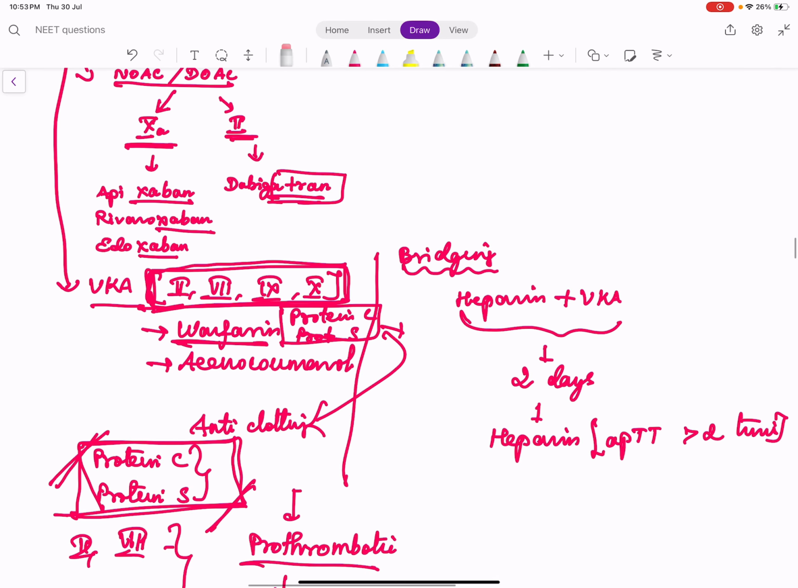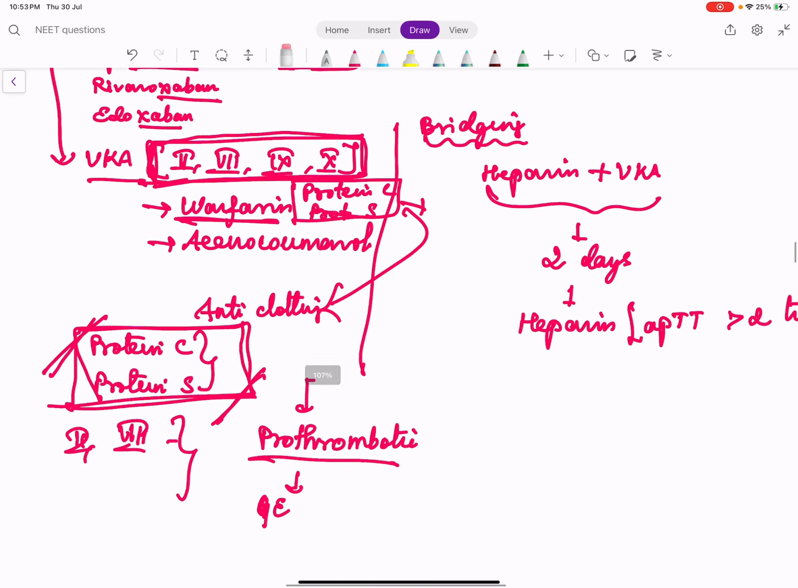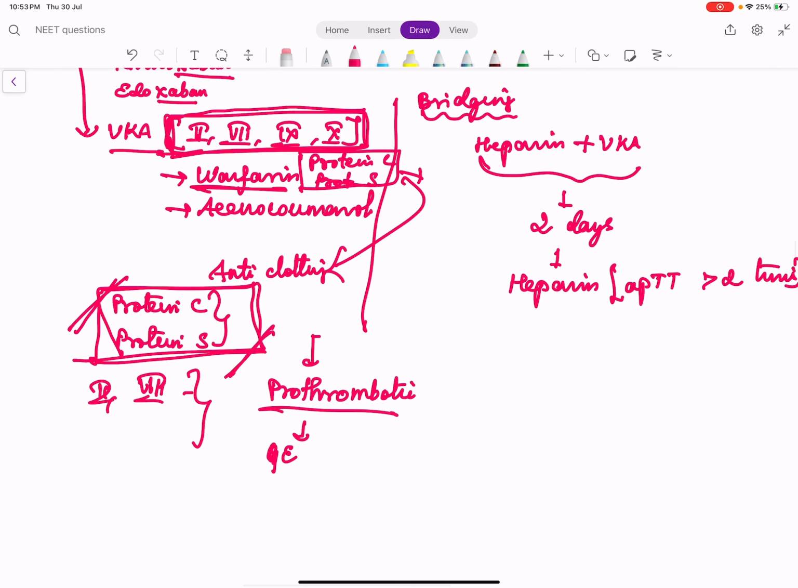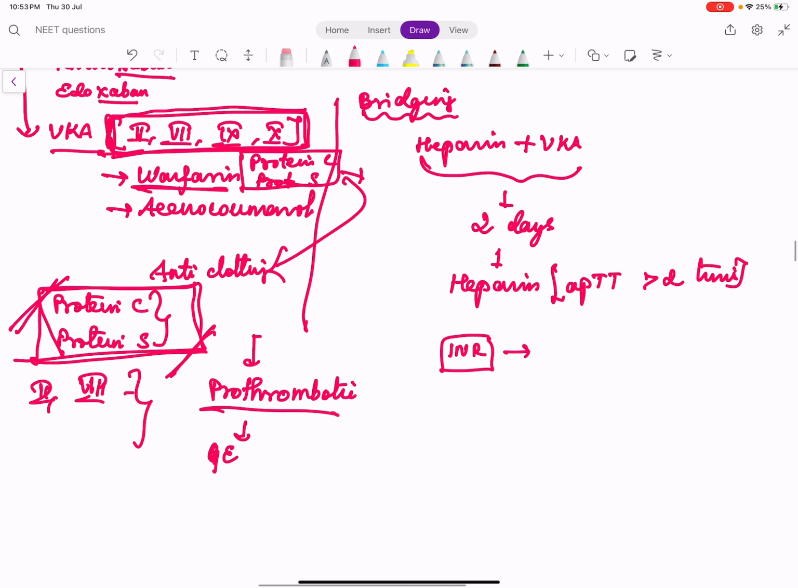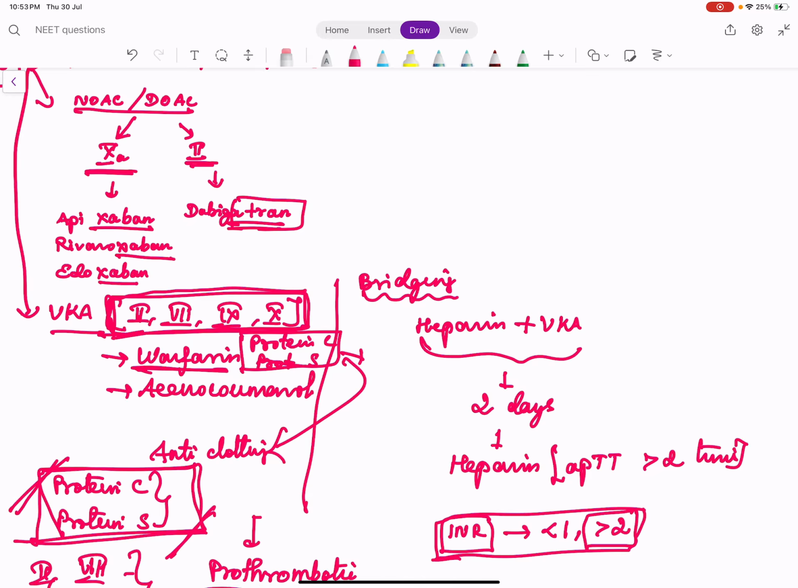A question may come: in NOACs or DOACs, bridging is not needed. And for vitamin K antagonist, to know whether the anticoagulation is appropriate, we have to measure INR, PT-INR. So normal INR is around 1. More than 2 is taken as therapeutic. In some cases, it is taken as more than 2.5. So INR monitoring is needed in vitamin K antagonist, whereas monitoring is not needed in NOACs.